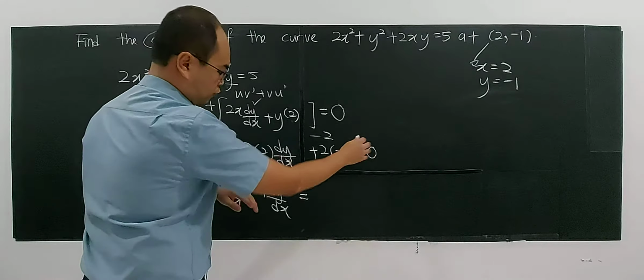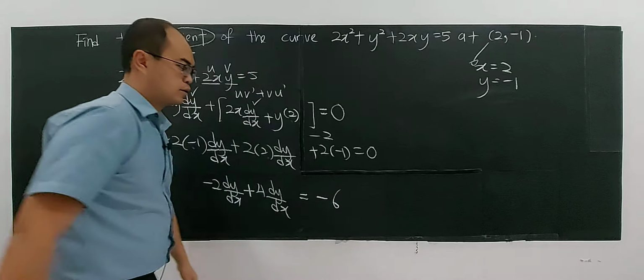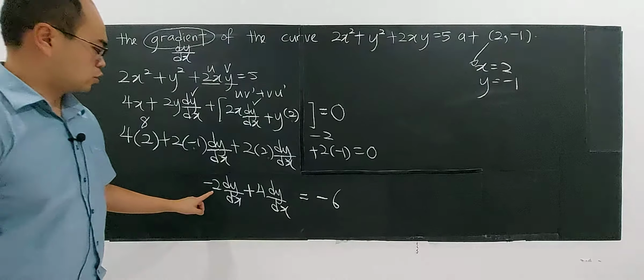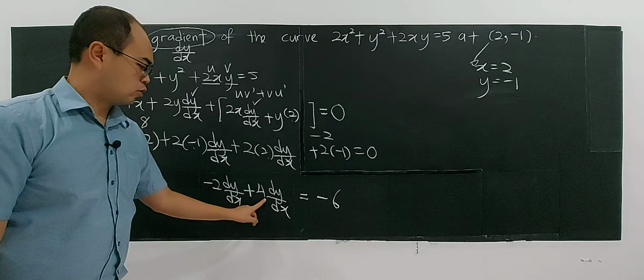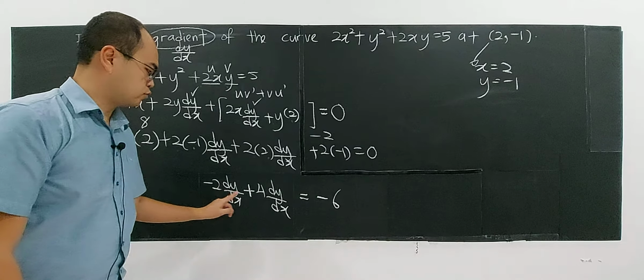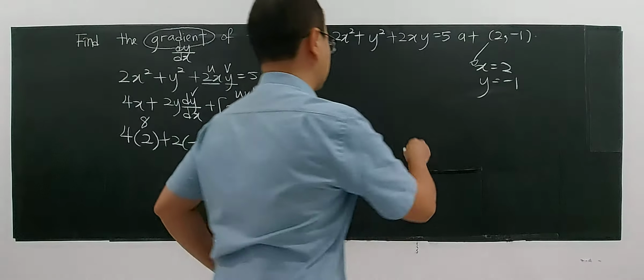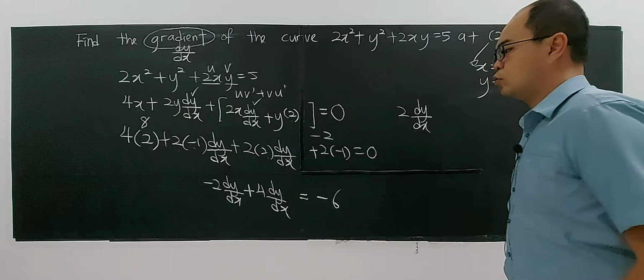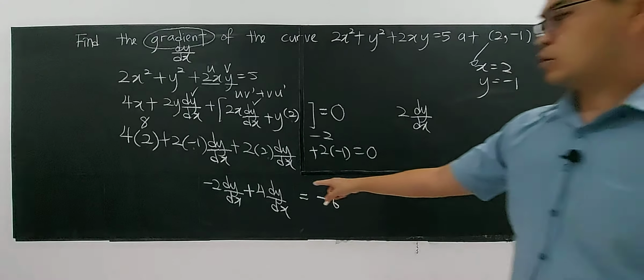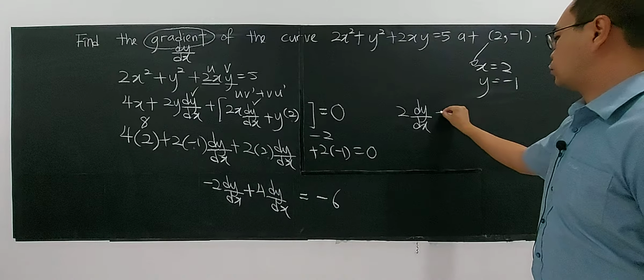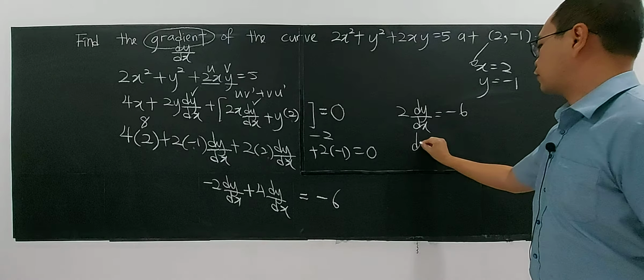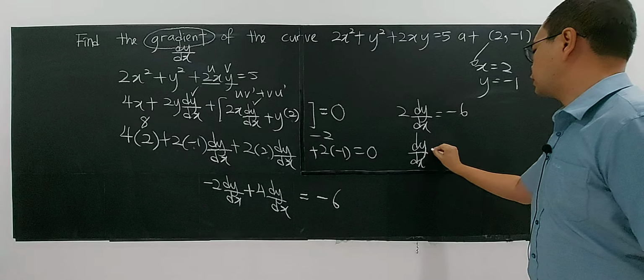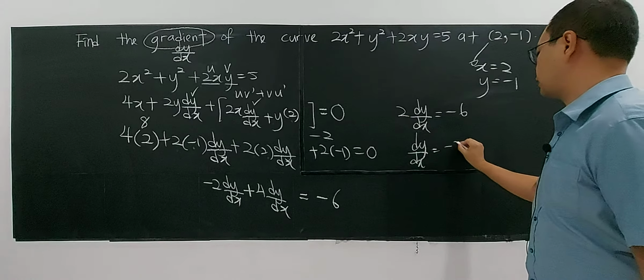The +6 you move to the other side, you have -6. So -2 plus 4 dy/dx, -2 plus 4 gives 2 dy/dx, equals -6. Therefore dy/dx will be -6 divided by 2, which is -3.